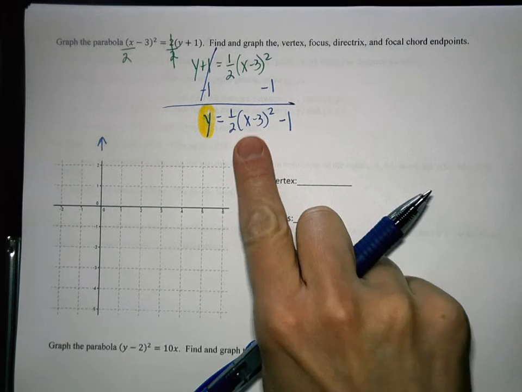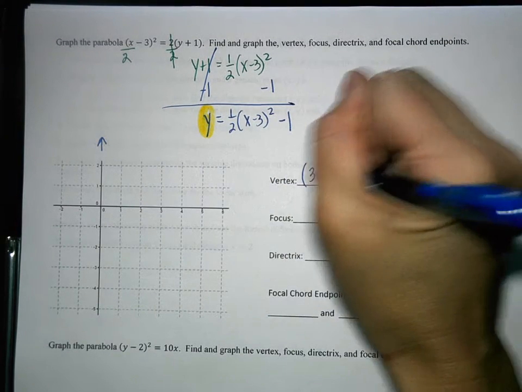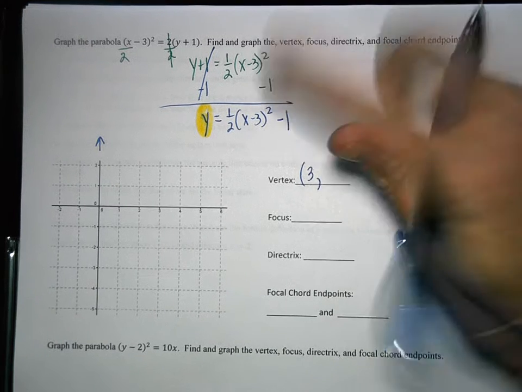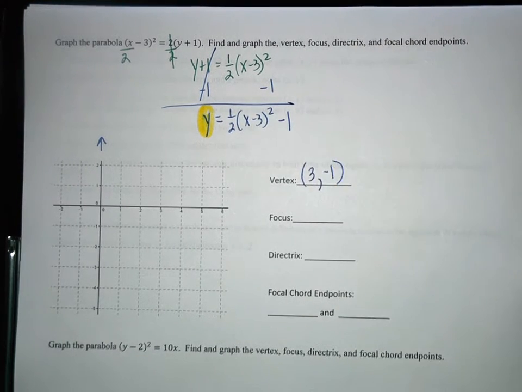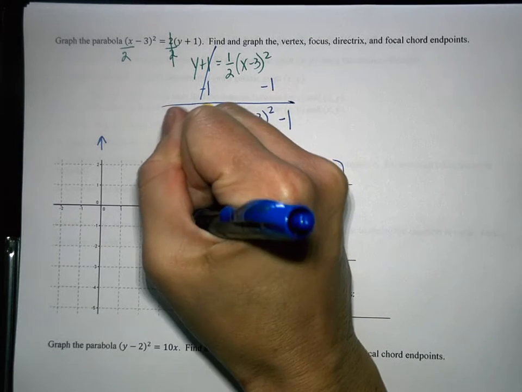My vertex here, we set x minus 3 equal to 0, and we end up getting x equals 3. So my vertex is at 3, and then that means that my y value is at -1. So we're going to go right 3, down 1, and make a point.